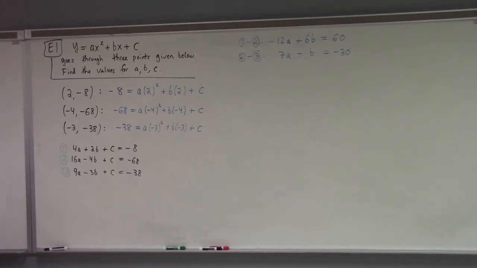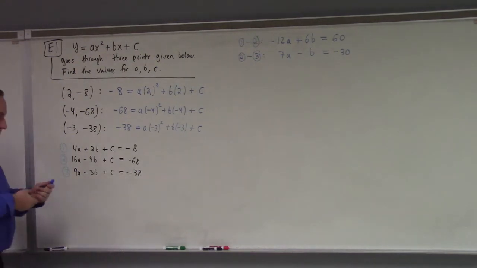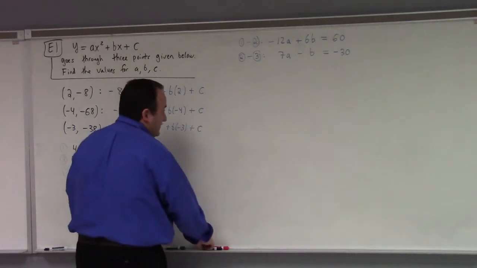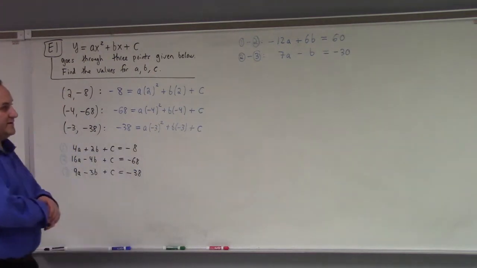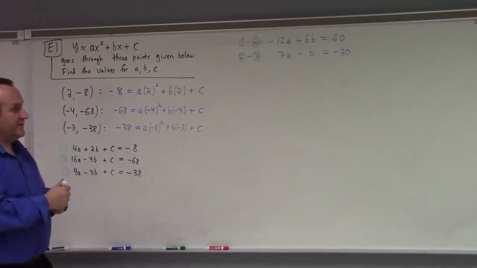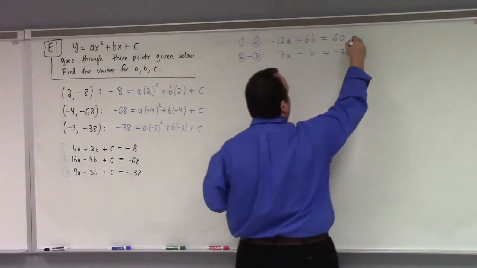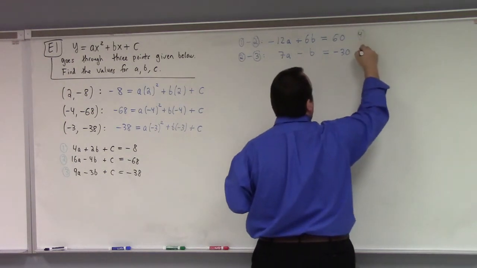Now I've got two equations and two unknowns. I can solve that, right? How would you guys suggest I solve this? I think there's a clear choice for how to go forward on this pair of equations. Let me call these equations 4 and 5. What do you think I should do with equations 4 and 5?